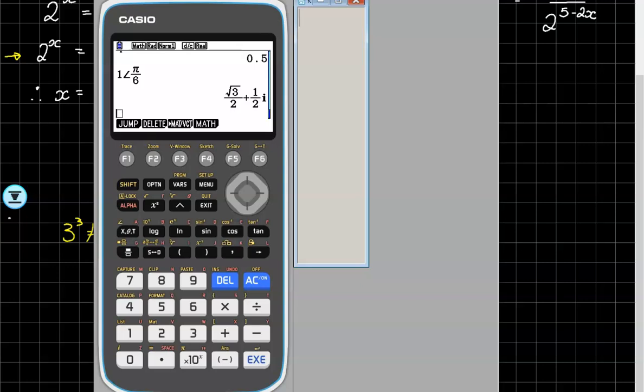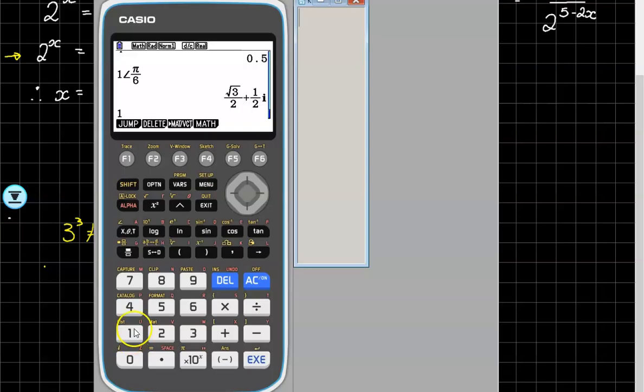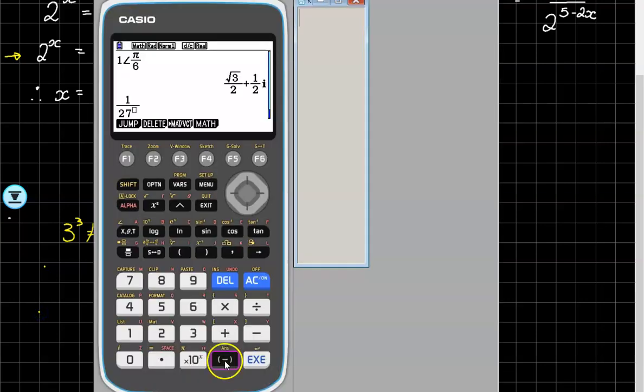In my day, we would just pop this into the left-hand side, and into the right-hand side and see what happens. So if we've got 1 over 27 to the, what did we say? X plus 4. So minus 16 over 3 plus 4. So minus 16 over 3 plus 4. Drum roll, please. Huzzah! We're correct.